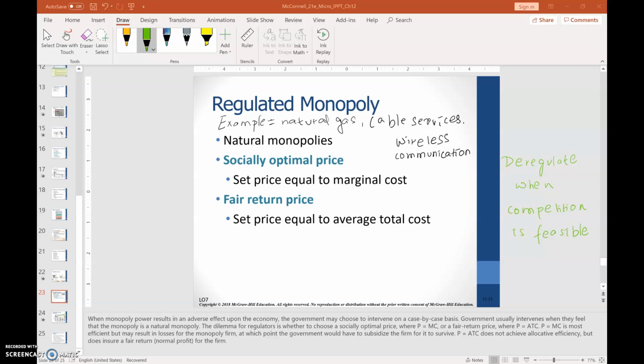In the last section, we look at a regulated monopoly. Natural monopolies are subject to price regulation. Some examples are natural gas, cable services, and wireless communication. The trend is to deregulate when competition is feasible. We will look at a socially optimal price and a fair return price in the next slide.